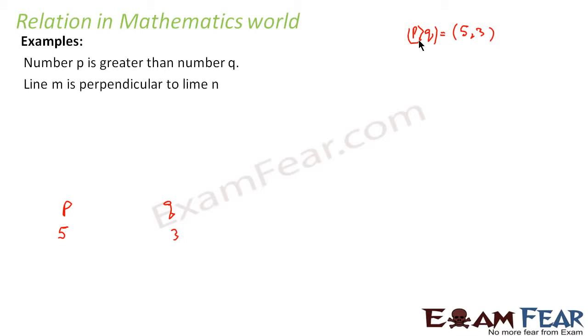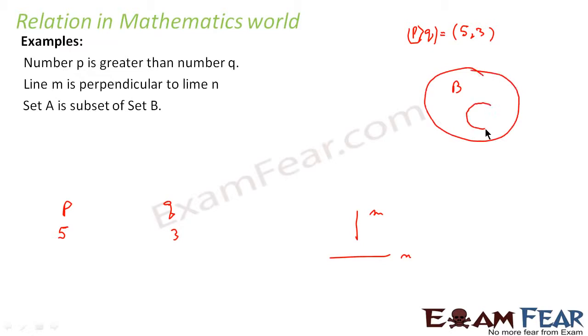If I say line M is perpendicular to line N, let's suppose. This is also a relationship, because let's suppose there's a line M here and this is the line N here. There is a relationship between these two lines, that is line M is perpendicular to line N. Or, A is a subset of set B. Let's suppose I have a bigger set B, and in this set I have a smaller set A. So here also there is a relationship between set A and set B, that is A is the subset of the bigger set B in terms of sets.